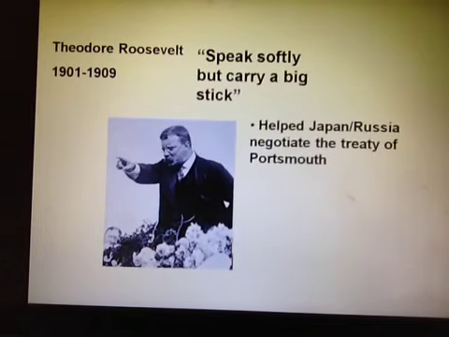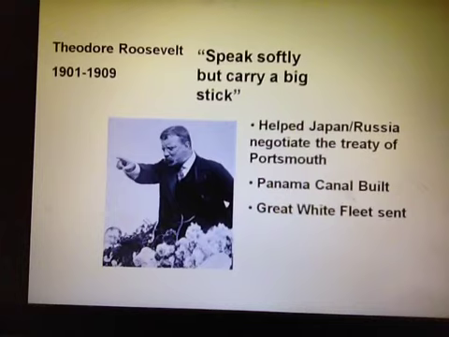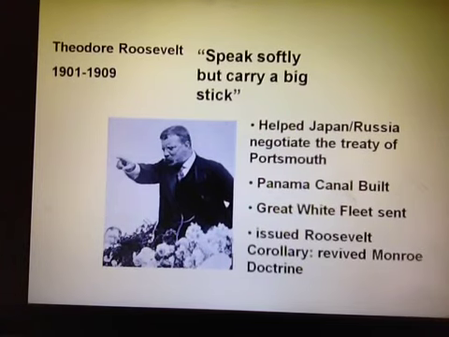He helped, if you remember, negotiate the Treaty of Portsmouth between Japan and Russia, and he got a Nobel Peace Prize for that. He also built the Panama Canal. He sent our fleet on a worldwide tour to show our strength to the world. And he issued the Roosevelt Corollary, where he basically said that he intended to revive the Monroe Doctrine, that we were going to be the policemen of the Western Hemisphere, and we would make sure that our interests were protected in Central and South America.